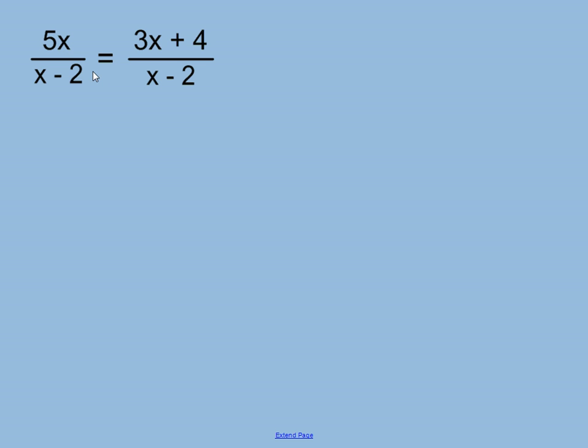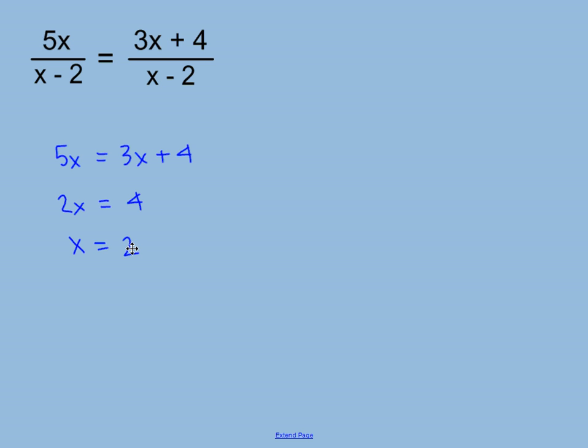So here's another one where you could cross multiply. Instead, recognize that the denominators are already the same. The only way that these two things could be equal to each other then is if the numerators were equal to each other. So 5x would have to be equal to 3x plus 4. If I subtract 3x, I get 2x equals 4. Divide both sides by 2, and I get that x equals 2.